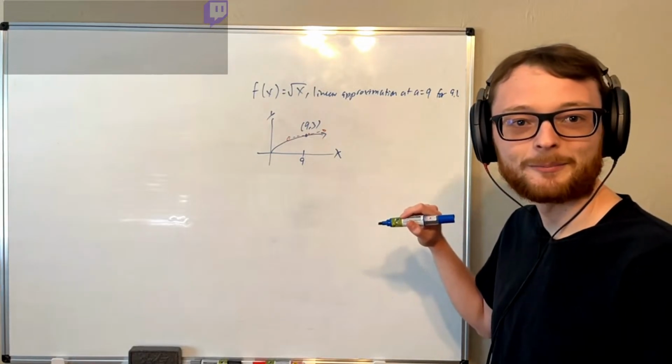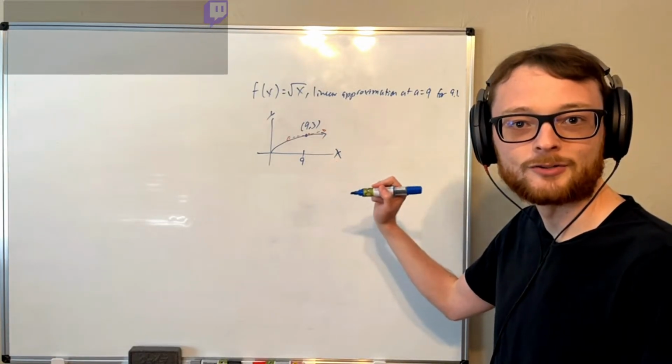So let's start by getting the equation of the tangent line at x equals 9.